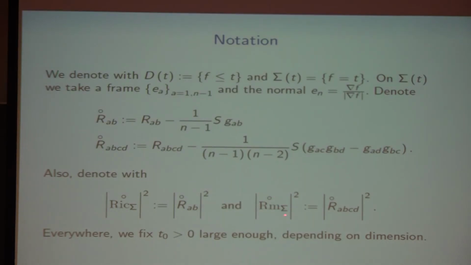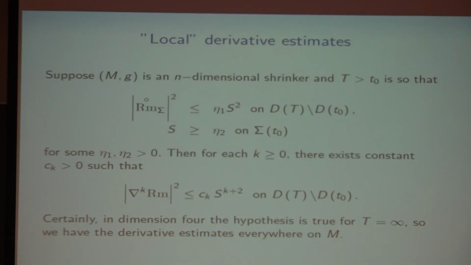So this is not the curvature tensor of sigma. The notation here is not that it's the curvature tensor of sigma. It's just the curvature tensor of the manifold restricted to the tangent space of the level set. So there are two basic results, kind of independent. One is the following local derivative estimates.